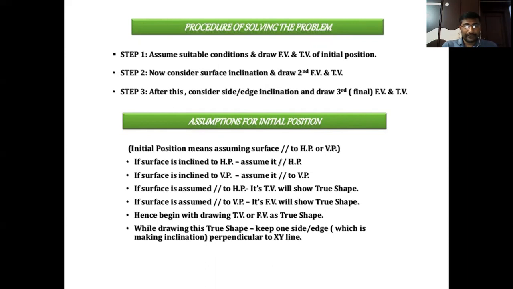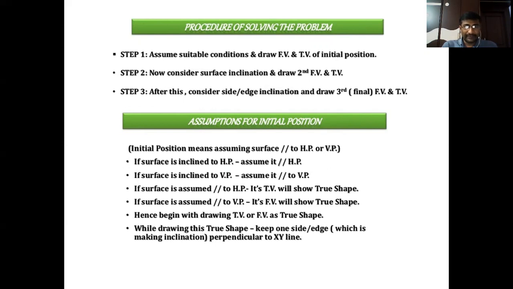Already we covered the projection of planes 1, in which 2 stages are involved: initial position and the surface inclined to one of the reference planes. That is the second stage. Now, assumptions for initial position. How to draw the initial position? First of all, we have to remember these points which are listed.